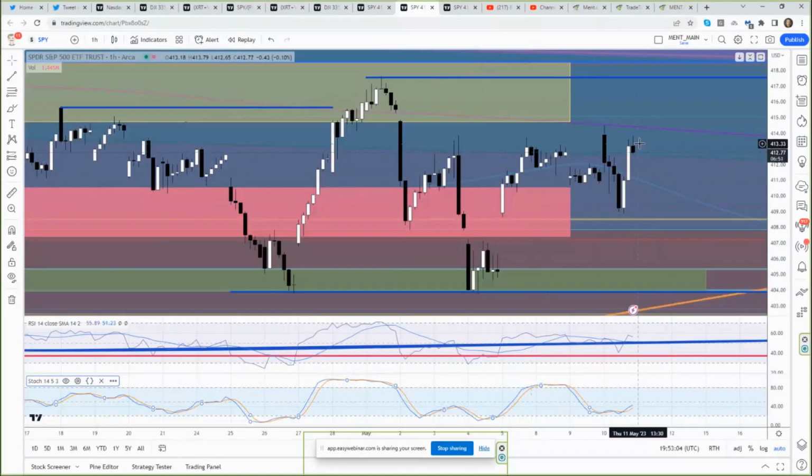Huge move, just absolutely crushed it. This was a great bottoming signal, but we need to see how it plays out.